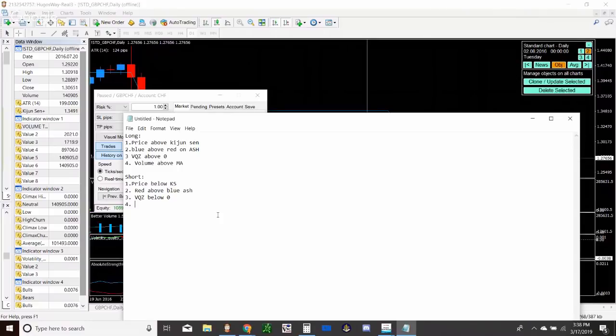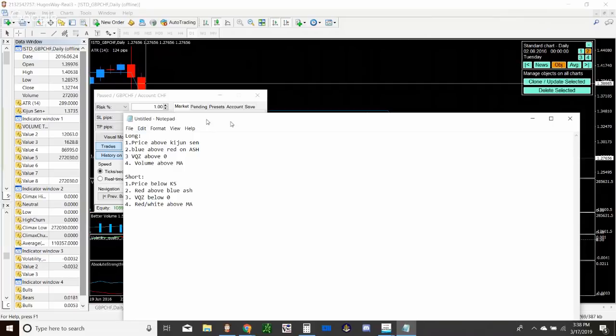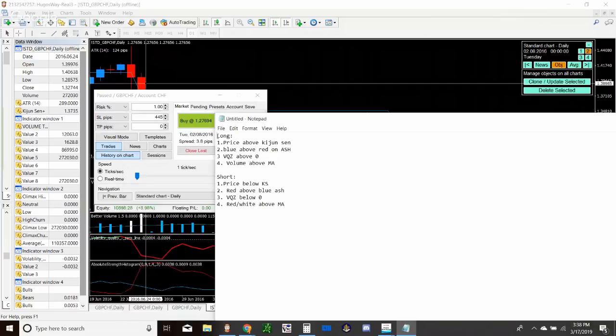So we'll say red or white above MA. Okay, so if we were to come up with rules, those are the rules we've come up with so far on this one.